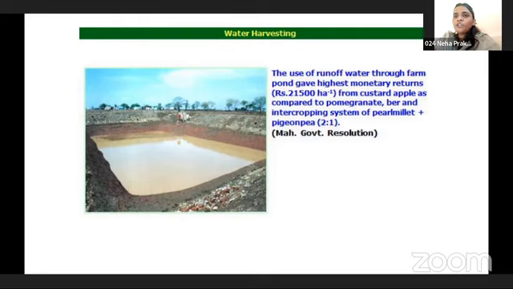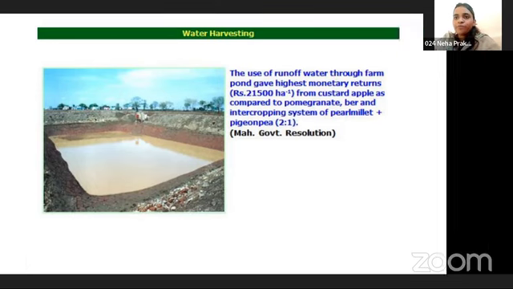Farm pond water harvesting is one of the technologies where we can store water in our field and use it for further use. So this is one of the technologies through which we can reduce soil erosion.